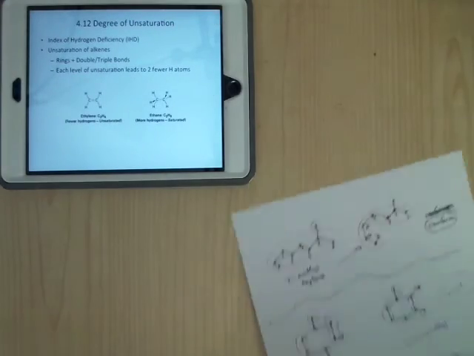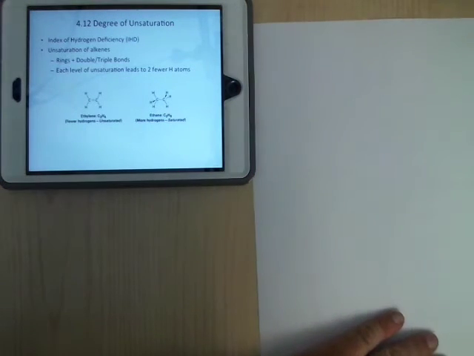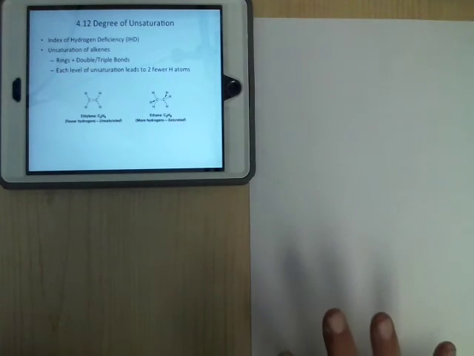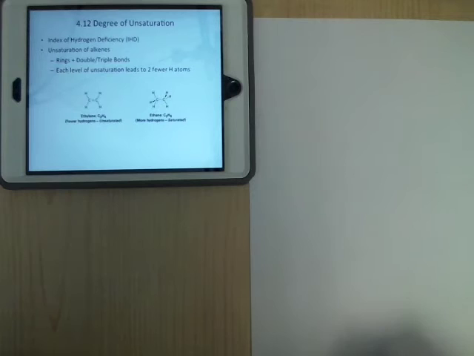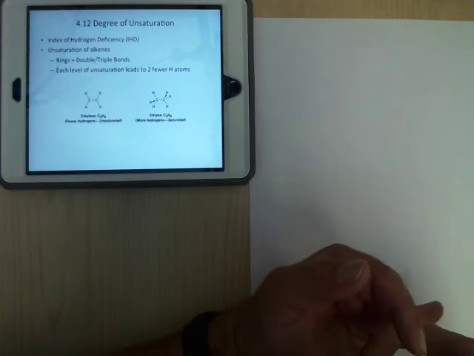Okay, last one. I don't think this is the last thing, but one of the ways that I do something slightly different than the book is what's called the degree of unsaturation. Okay, they actually call it the index of hydrogen deficiency, which is probably a better name for it, but most people know it as the degree of unsaturation. When we talk about unsaturation, we're talking about a situation where we've removed two hydrogens. In that case, the way that we do that is either through a pi bond or a ring.